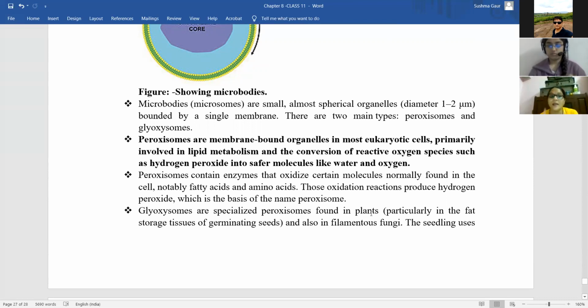These peroxisomes are a type of microbodies present in eukaryotes, and these glyoxysomes will be present in plants only. And what are their functions? This is extra from your book, beta, so don't get burdened, you have to learn.